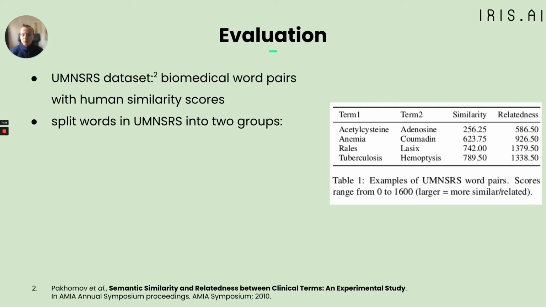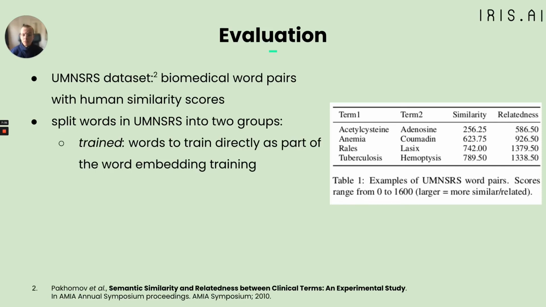To be able to compare performance on imputed and trained terms, we split the words in UMNSRS into two groups of roughly the same size. One group, which we call the trained words, are obtained directly from the word embedding training and so exist in the semantic space. A second group, which we call the imputed words, are excluded from the word embedding training and instead obtained via latent semantic imputation.